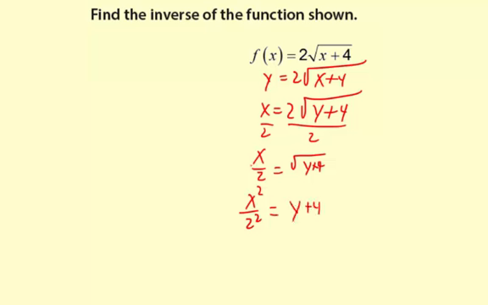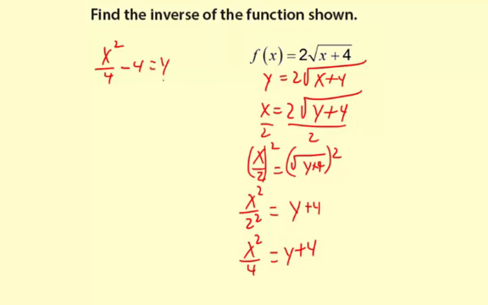And all this, this x squared over 2 squared, is x squared over 2 times 2, which is 4, equals y plus 4. Final step is to subtract 4. I'll put that up here. So it's going to be x squared over 4 minus 4 equals y.